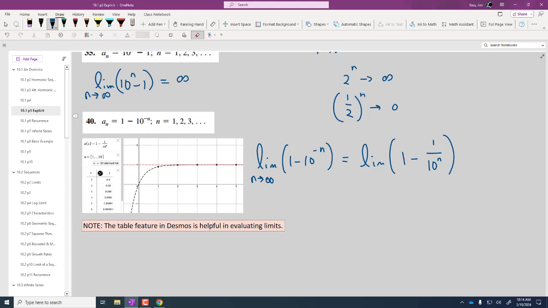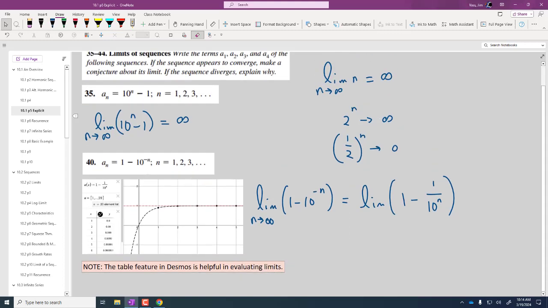So now we're in that situation that's kind of reverse of this stuff. Here the denominator is going to infinity, so the fractions are going to 0. So this fraction right here, as the denominator is increasing, the fraction's going to 0, so our overall limit is 1.